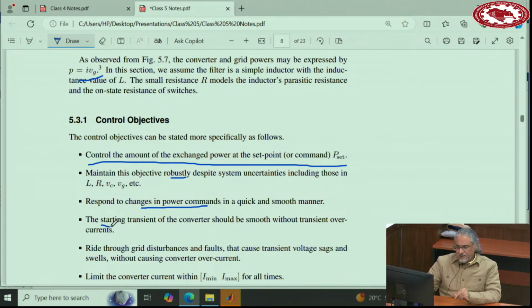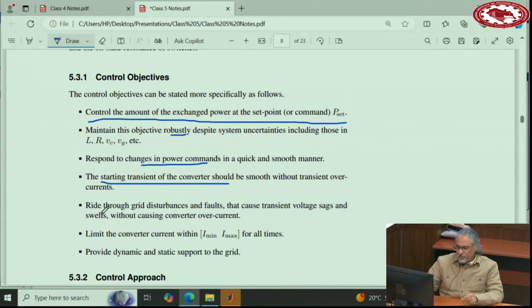And the starting transient should be smooth. Again, this is one of the aspects about power electronics. I will explain that if you do not design the controller properly and you do not pay particular attention to this aspect, your converter never starts in practice. Anytime it wants to start, it will shut down. So the starting transient is very important.